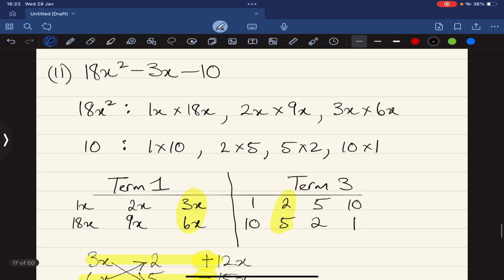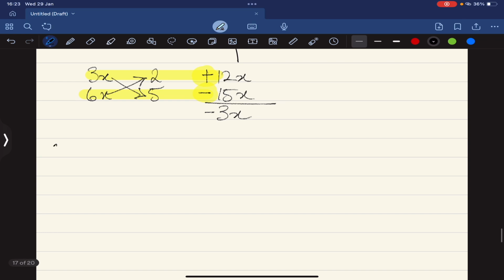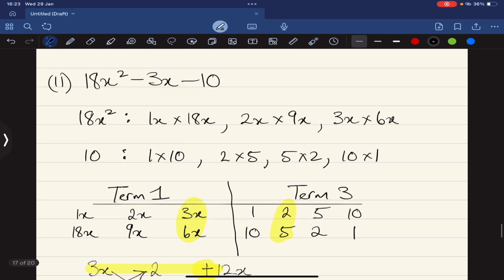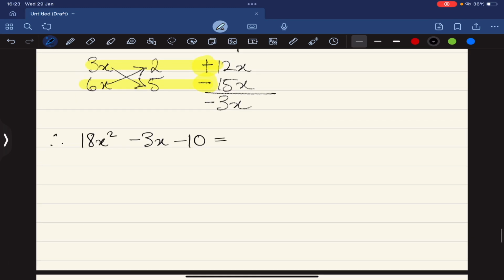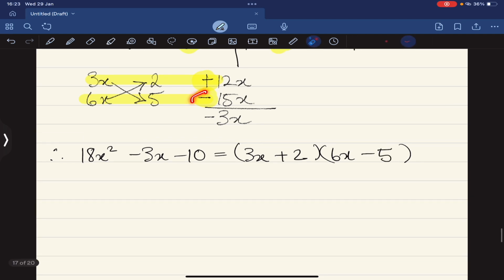So that means I can just quickly go and say 18x squared minus 3x minus 10, was it? Yeah, is equal to, open up my two brackets, I've got 3x plus 2 and I've got 6x minus 5. Remember that the minus comes from here, so that minus I'm just slotting in there. The plus then comes from there, that's the plus. Okay, 3x plus 2, 6x minus 5.